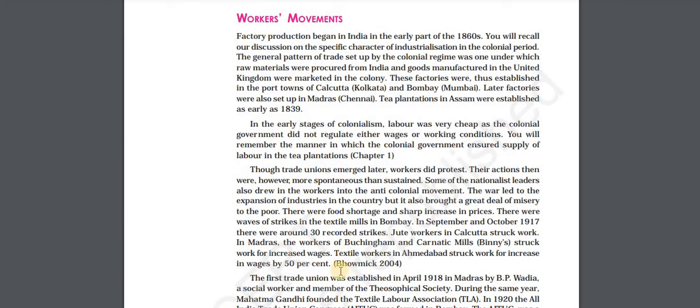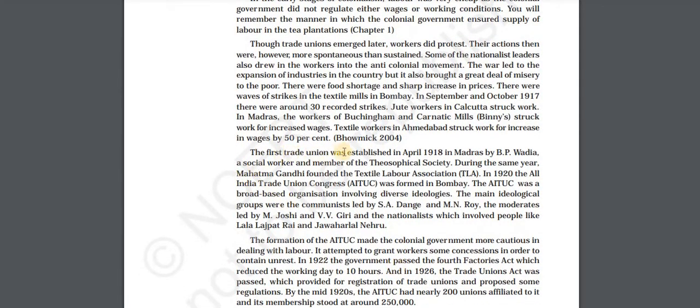(Bhowmik 2004.) The first trade union was established in April 1918 in Madras by B.P. Wadia, a social worker and a member of the Theosophical Society. During the same year, Mahatma Gandhi founded the Textile Labour Association (TLA). In 1920, the All India Trade Union Congress (AITUC) was formed in Bombay.